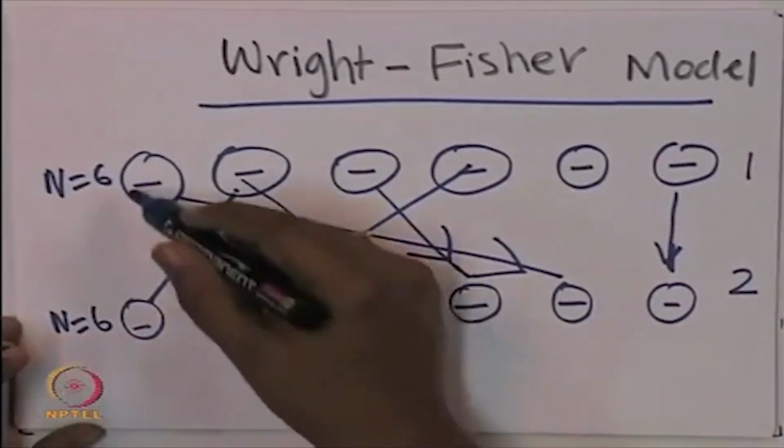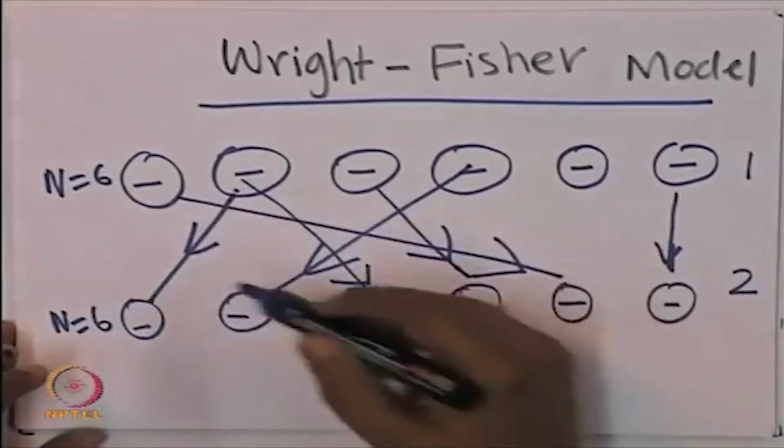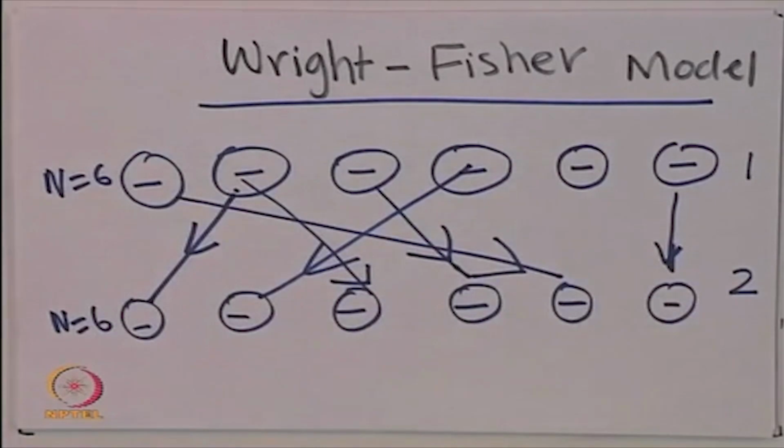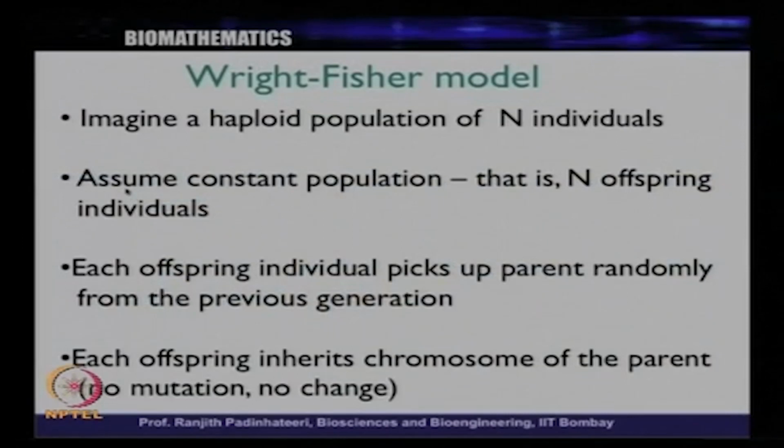So in both generations there are an equal number of individuals. The population is constant. It's not dying, or there is no dying here. So that is the second point here.